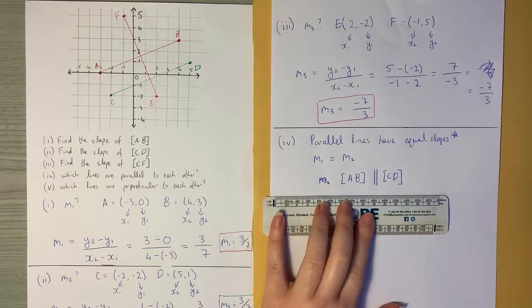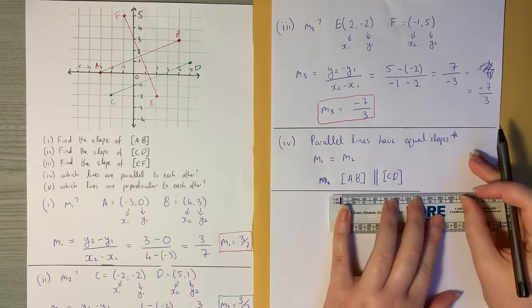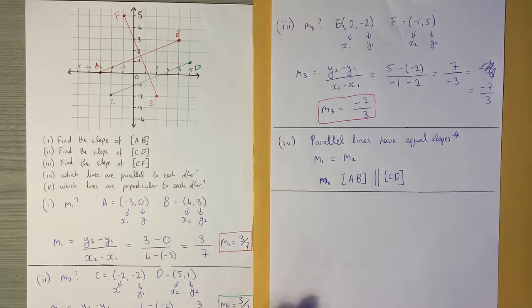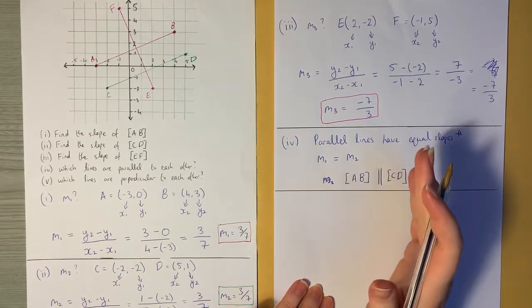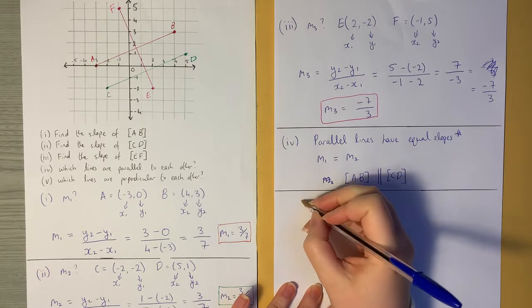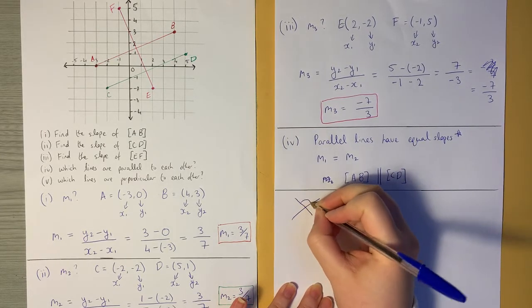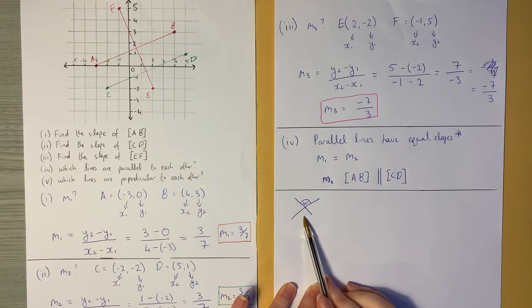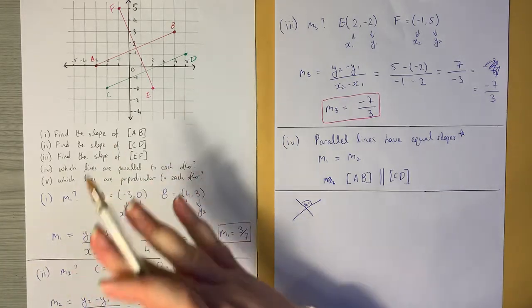Okay, next question asks us which two lines are perpendicular to each other. Okay, perpendicular is a different ballgame. So what perpendicular means is that they're at right angles to each other. So if two lines cross and they're perpendicular, it means that this angle in here is 90 degrees. And so is this one, this one, and this one. That's what it means if anything's perpendicular to one another. They cross at 90 degrees.